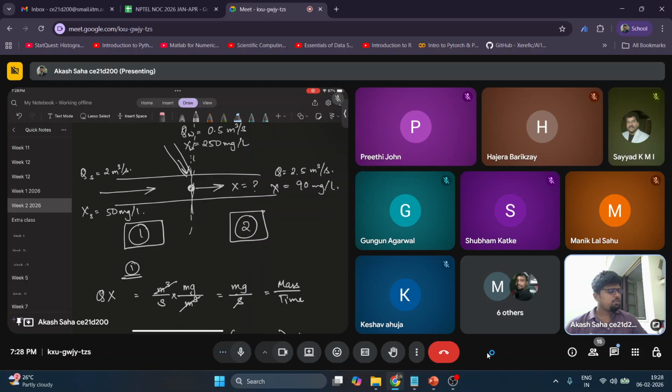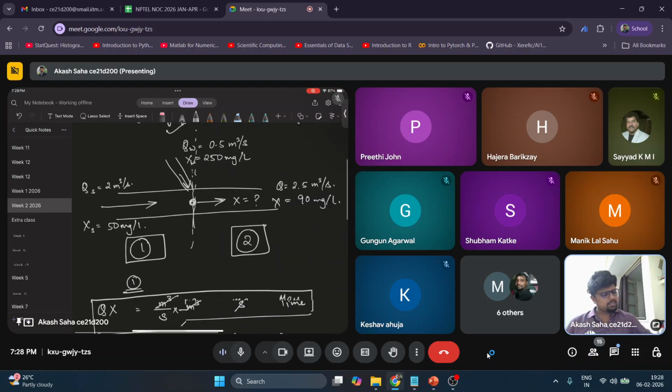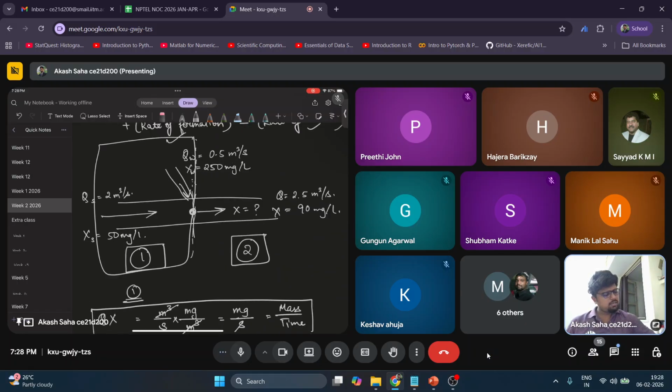Okay. So I hope this is clear to all of you, like why we are conserving the mass. In the first half, in this part and this part, the mass will not change. Why will mass not change? Because there is no degradation.